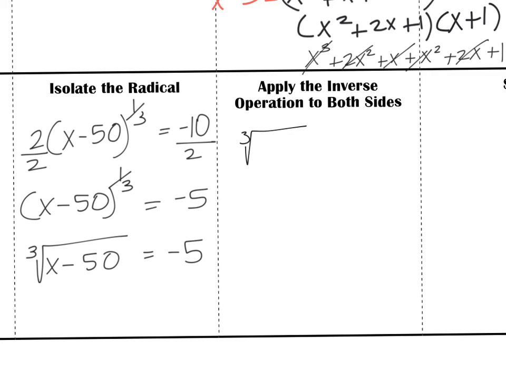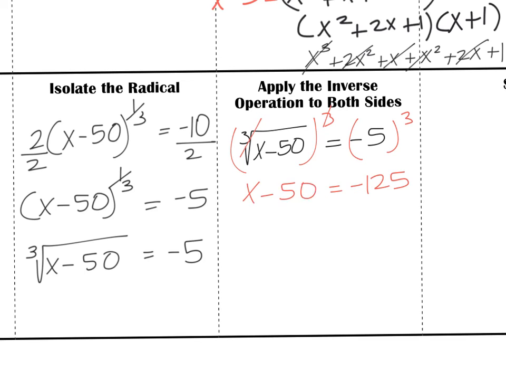Since I have a cubic root, I have to cube both sides. So raise both to the 3rd power. -5 to the power 3 means -5 times -5 times -5. That's a -125. When you cube a cubic root, they both cancel each other. You end up having x minus 50. Now add 50 to both sides. You end up having x equals -75.